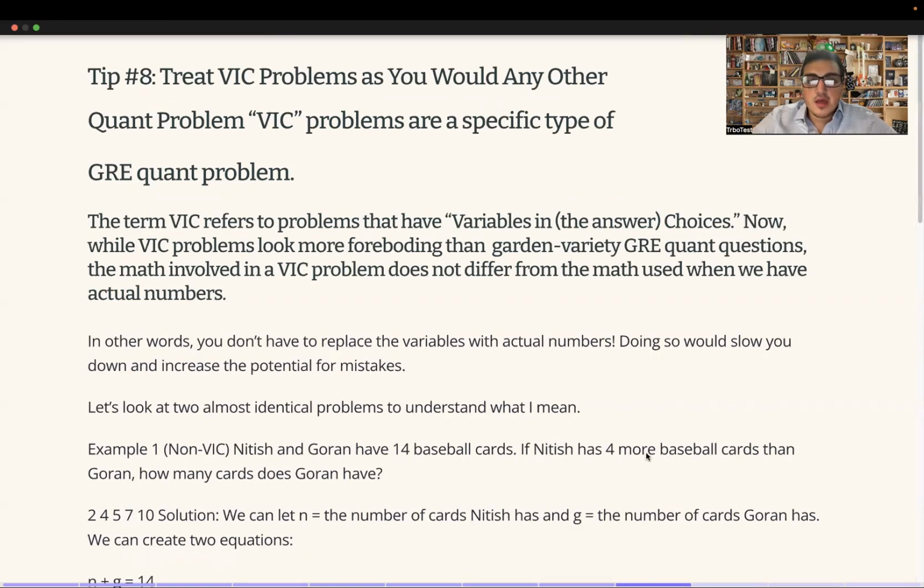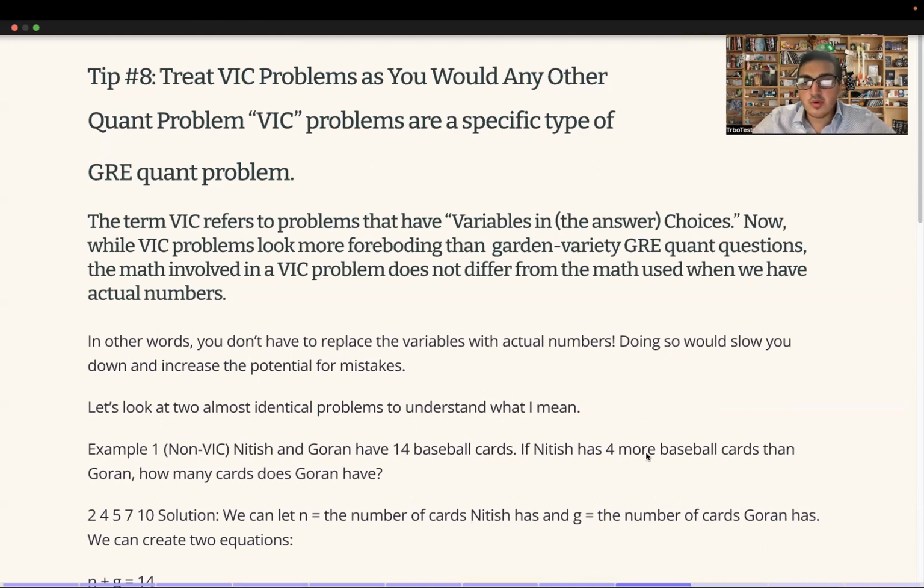Tip number 8, treat VIC problems as you would any other quant problem. VIC problems are a specific type of GRE quant problem. The term VIC refers to problems that have variables in the answer choices.